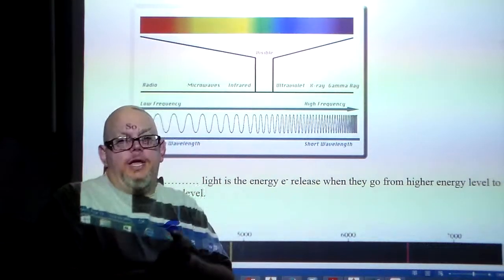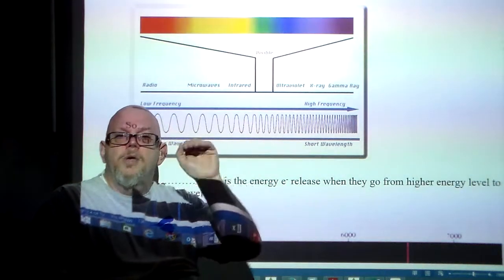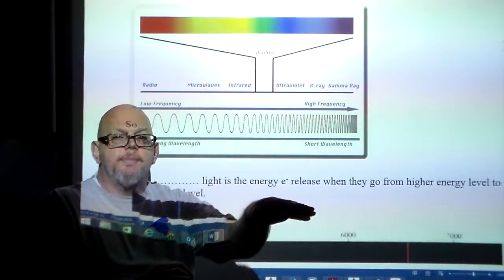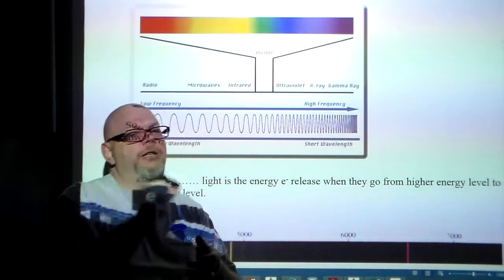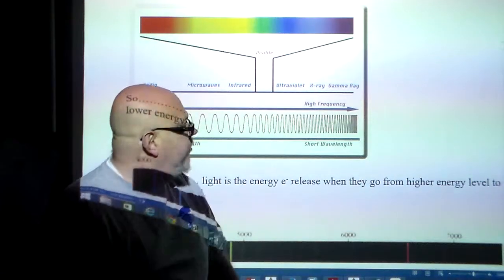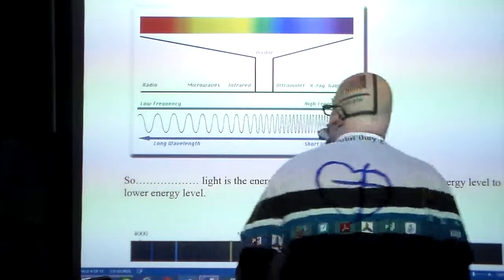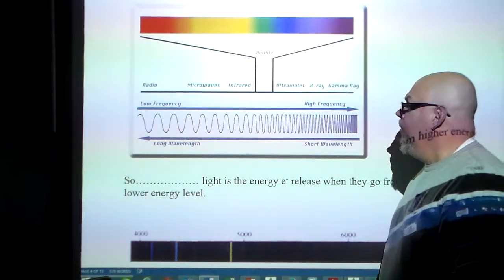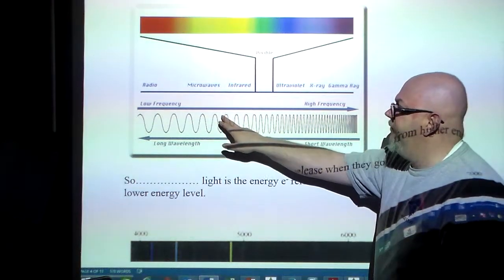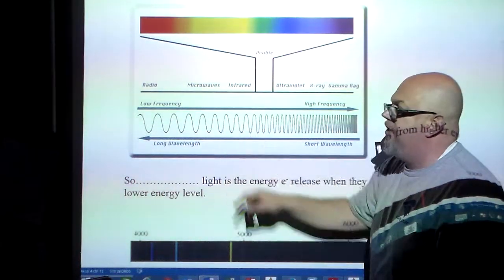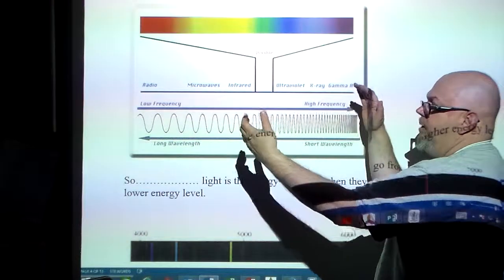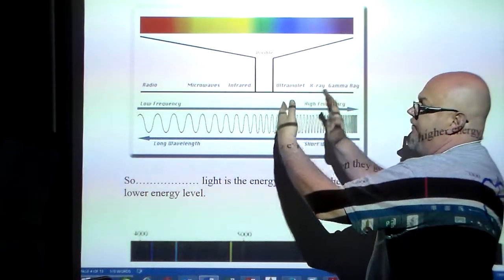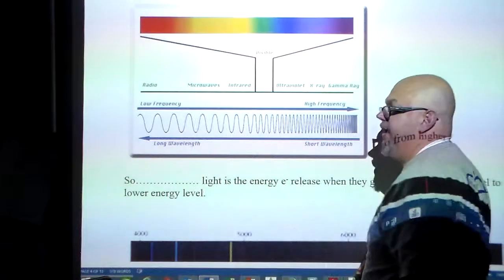Give or take. If it changes from the vacuum of space into the atmosphere of the Earth, it actually slows down a little bit. So let's look at this. How does that relate? The wavelength is the distance from one wave to the next. It's kind of like clapping of the hands. We can have a very short wavelength or a very long wavelength.